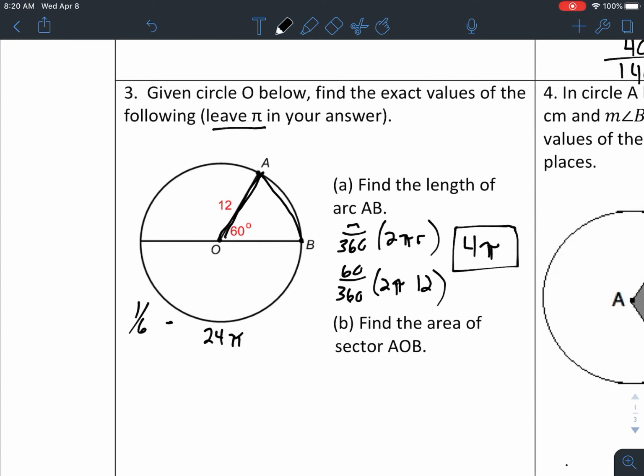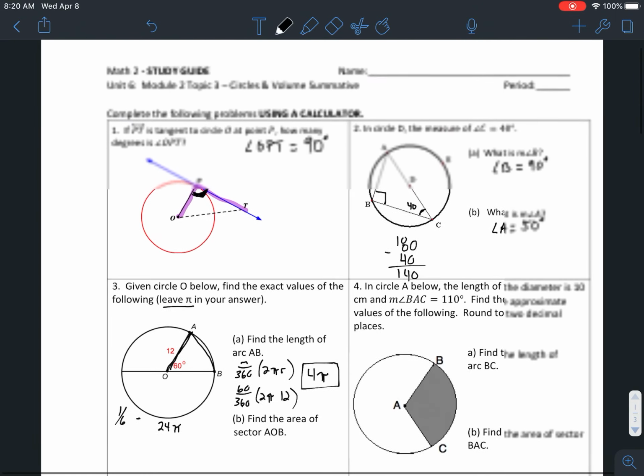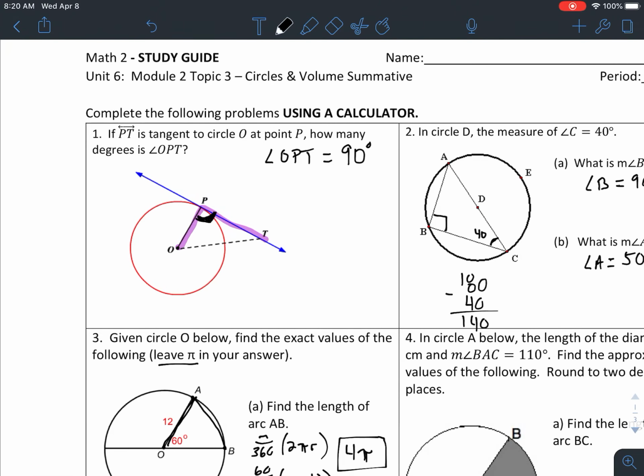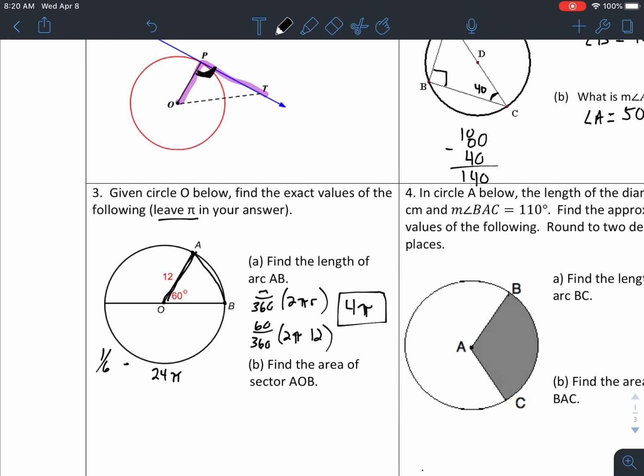So as a reminder, I'm going to write the formula here, and I would advise you guys to do the same because you can use this study guide to assist you. So I'm going to say right here, arc equals m over 360 parentheses 2 pi r. So I'd leave that right there so you can see this.